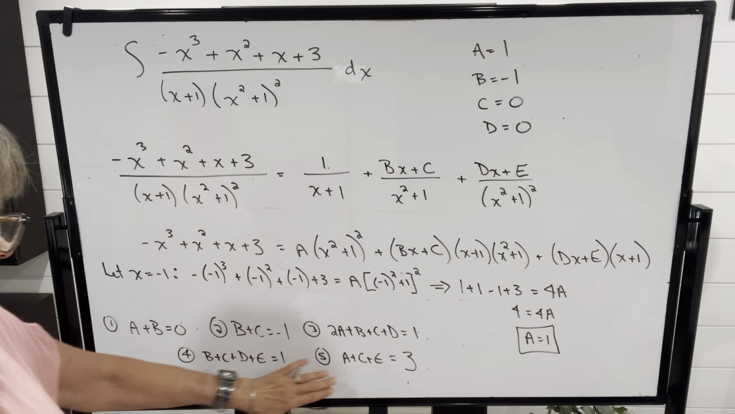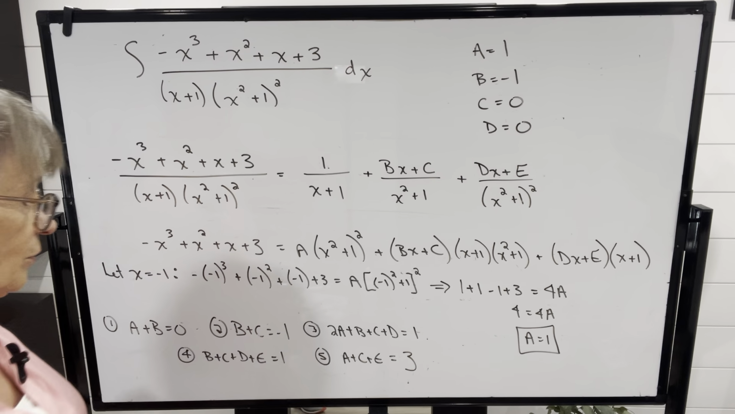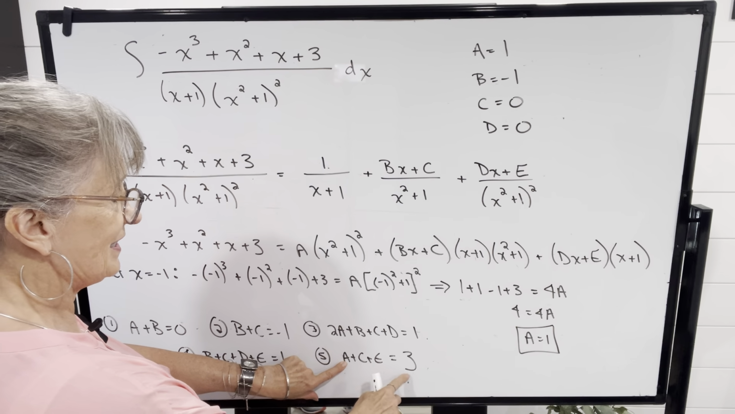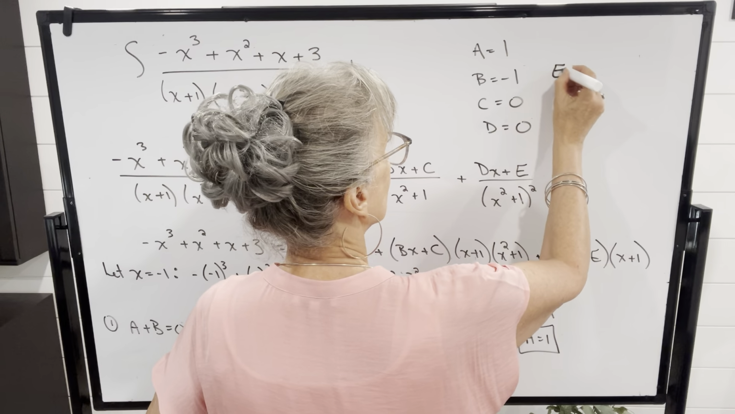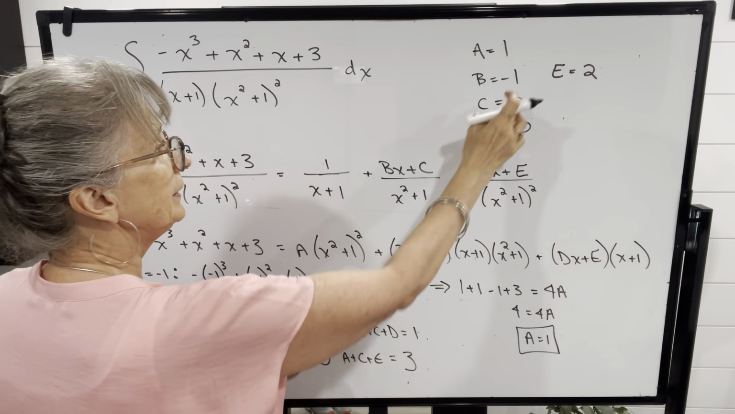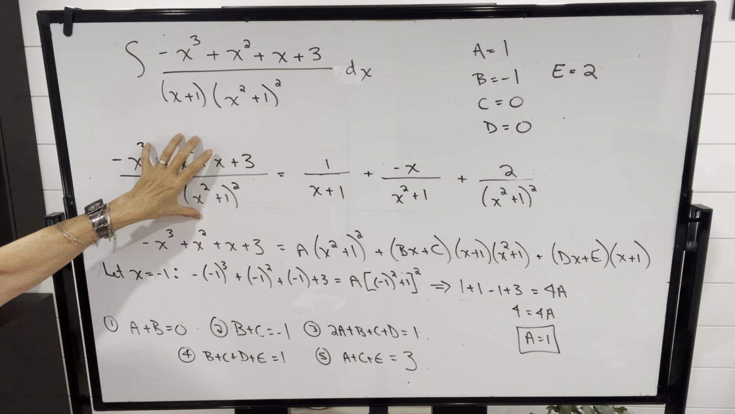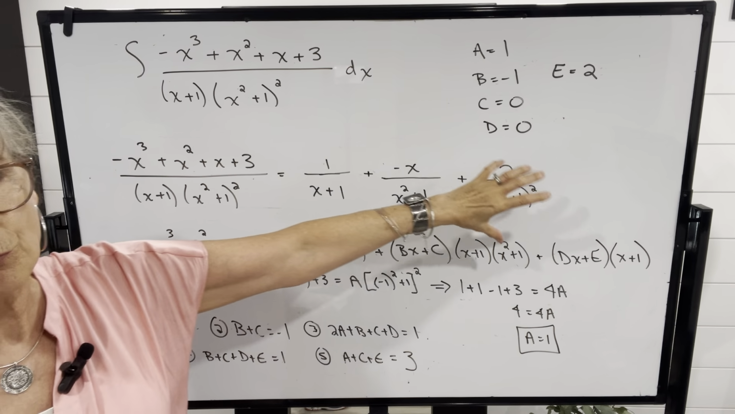And to get e, I don't even need this fourth equation. I'll just go to the simplest one. I have 1 plus 0 plus e is equal to 3. So e has to equal 2. Now let's plug the rest of these values in for the other letters. And therefore this fraction can be split into these partial fractions.